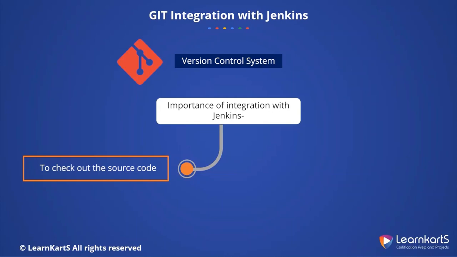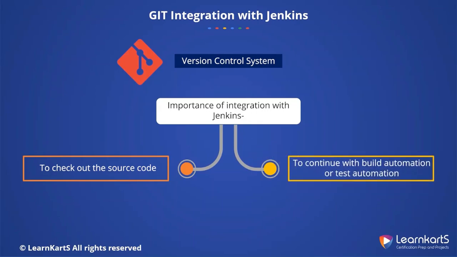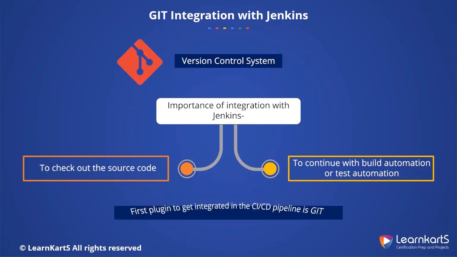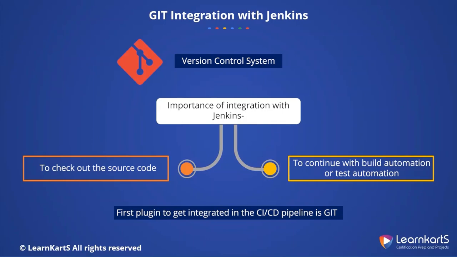Only if you have the source code available can you go with the build automation or the test automation. So having the source code available or checked out is a prerequisite over here. Then only will you be able to go ahead with the build automations and the test cases. That's the reason why the very first plugin which gets integrated in a CI/CD pipeline is Git.